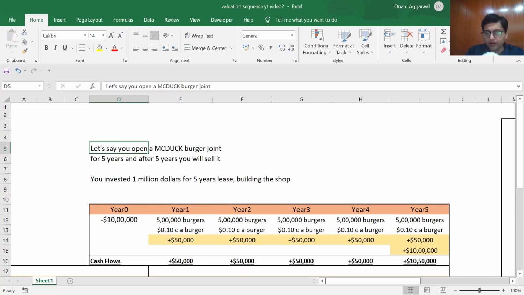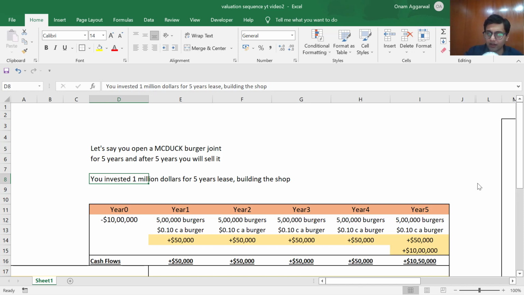So let's understand first what are the future expected cash flows. Let's understand them by taking a very simple example. Let's say you open a McDuck burger joint and you say that I will run this burger joint for 5 years, and after 5 years, you will sell it. You invested $1 million of your money for a 5-year lease, building the shop, having the equipment to fry the burgers, and so many things which you require for running a burger shop.